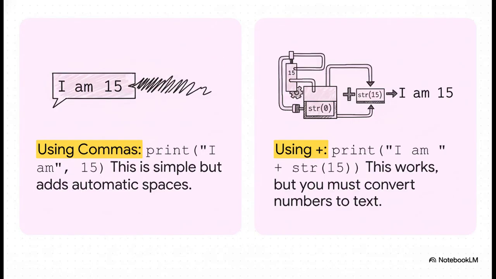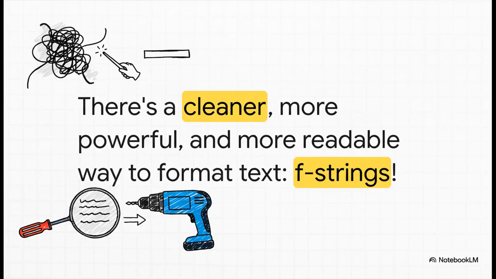Well, we've already seen a couple of ways we could try. Using a comma works, but it puts in that automatic space, which we might not want. Using a plus sign is another way, but that gets complicated. It forces us to manually convert the number 15 into text. Both of these methods feel a little clunky, don't they? Yeah, they get the job done, but there has to be a cleaner, more readable, and honestly, more powerful way.